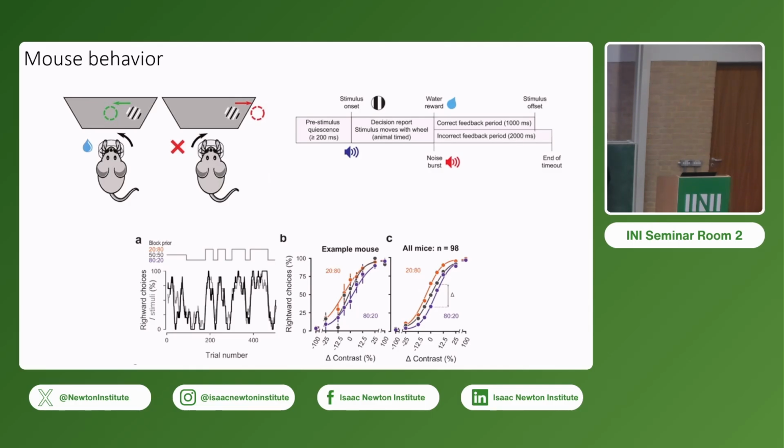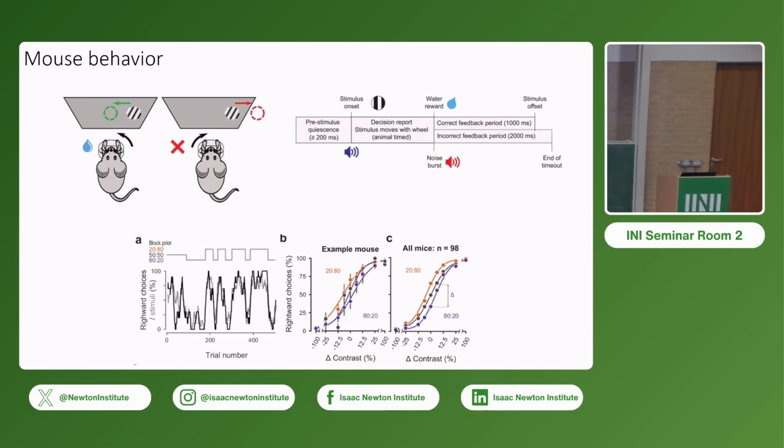You've got this mouse, and it's sitting in front of a wheel. It's literally a Lego wheel. It's like a little video game. This grating appears on the left or the right, and the mouse has to turn the wheel to drive the grating into the middle, and then it gets a reward. But if it turns it the wrong way, it gets a burst of noise like that they don't like.